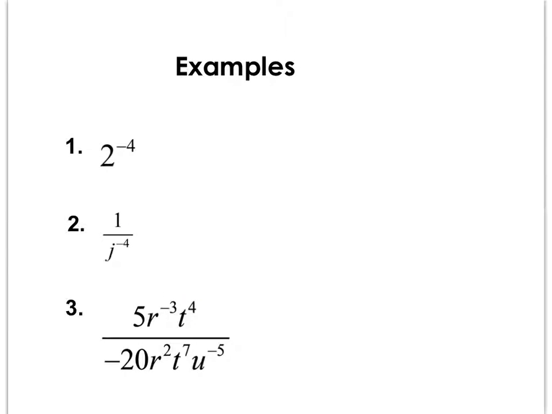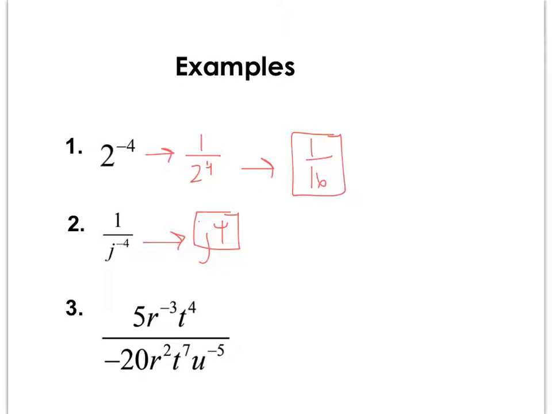Let's look at a few examples. 2 to the negative 4th exponent, if I make that negative 4 positive, I would have to flip it and put that in the denominator. So 2 to the 4th power is really 16, so 2 to the negative 4th is really 1/16. And we're going to leave all of our answers in fraction form, no decimals. 1 over j to the negative 4th turns into j to the fourth in the numerator.